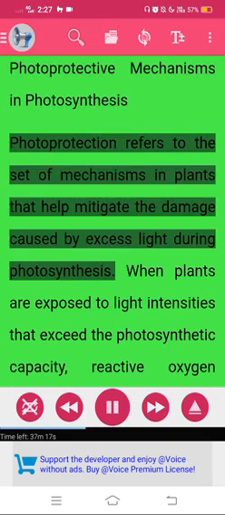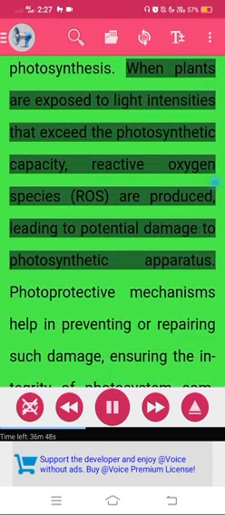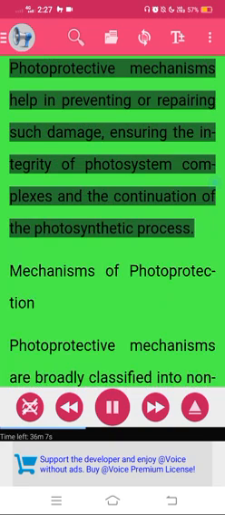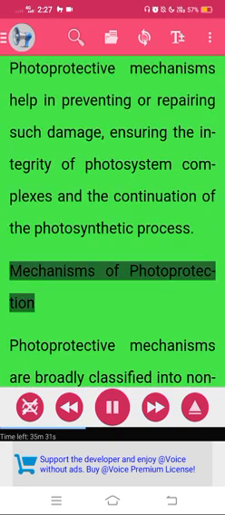Photoprotection refers to the set of mechanisms in plants that help mitigate the damage caused by excess light during photosynthesis. When plants are exposed to light intensities that exceed the photosynthetic capacity, reactive oxygen species (ROS) are produced, leading to potential damage to the photosynthetic apparatus. Photoprotective mechanisms help in preventing or repairing such damage, ensuring the integrity of photosystem complexes and the continuation of the photosynthetic process. Mechanisms of photoprotection.